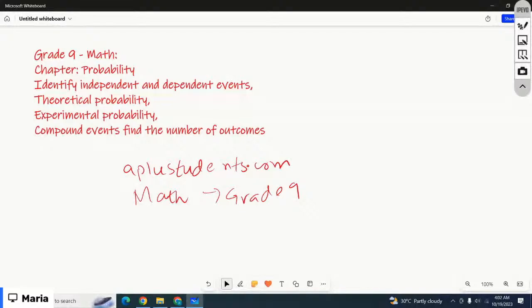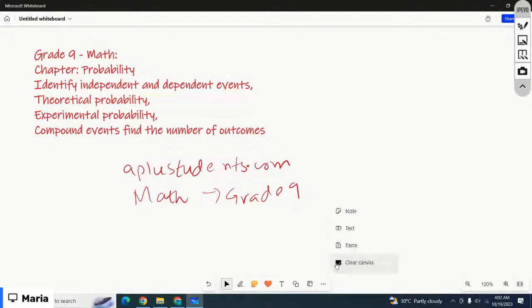We're going to start with the chapter probability, and the lessons we're going to cover are identify independent and dependent events, theoretical probability, experimental probability, and compound events find the number of outcomes. So let's start with the first lesson, that is identify independent and dependent events.